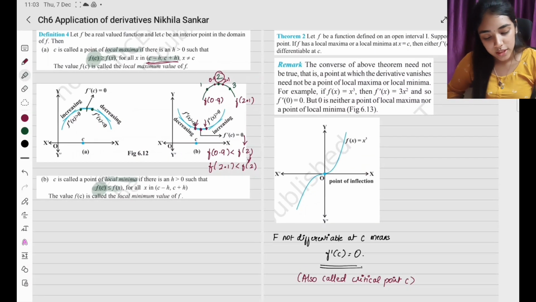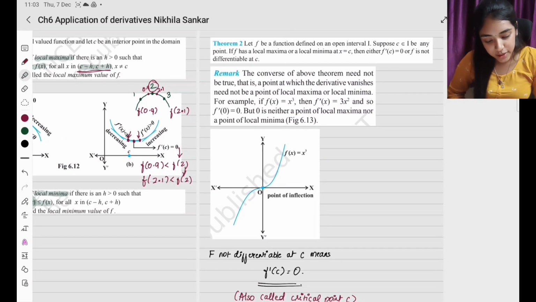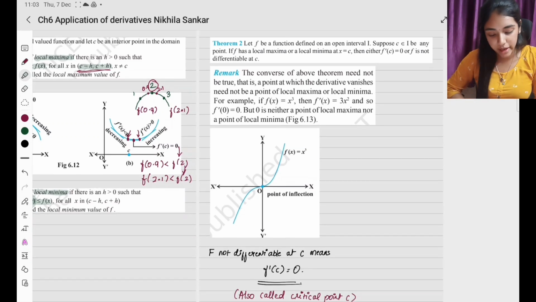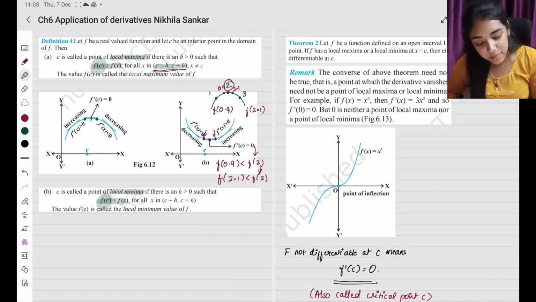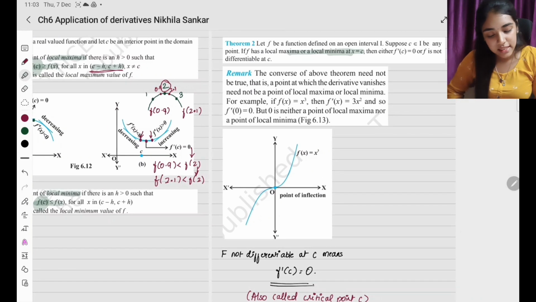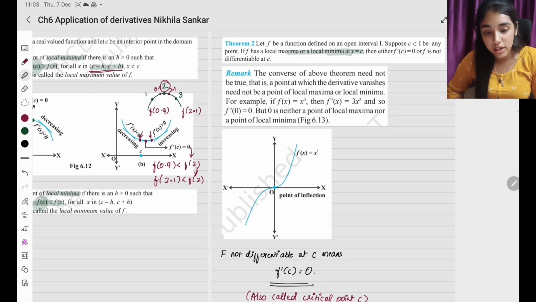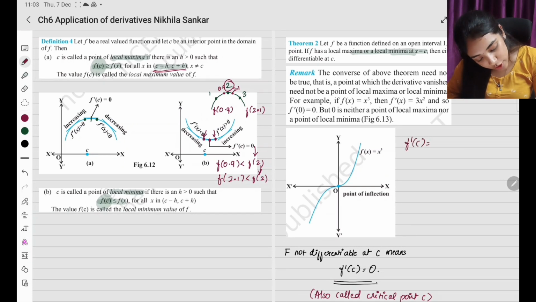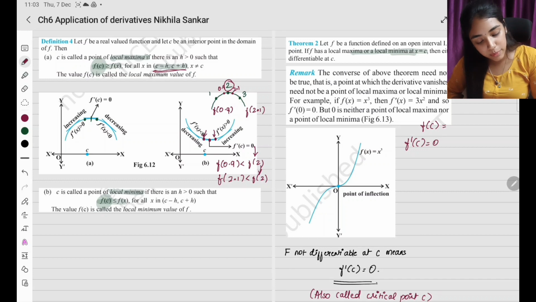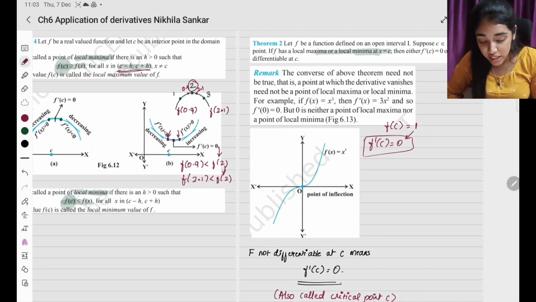Okay. Now theorem 2. Let f be a function defined on the open interval, which is closed circular brackets. Suppose c belongs to the interval. If f has a local maxima, local minima at c, then either f dash of c is 0 or f is not differentiable at c. The meaning is, f dash of c is going to be 0 or f of c is not differentiable. If this is going to be some constant, you cannot differentiate this. That is why it comes as 0. So f dash of c is 0 or f of c is not differentiable.